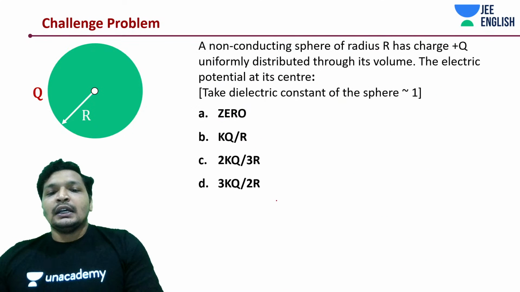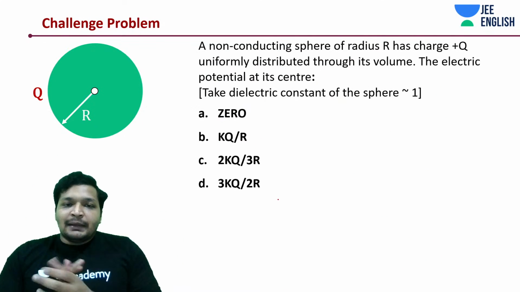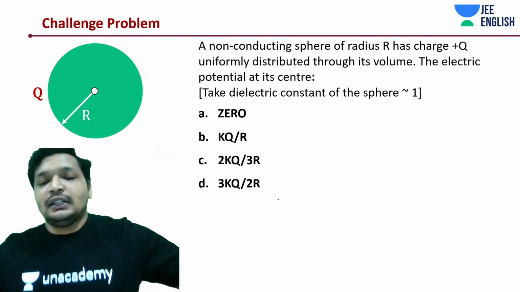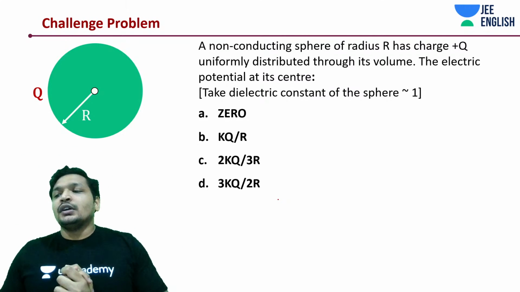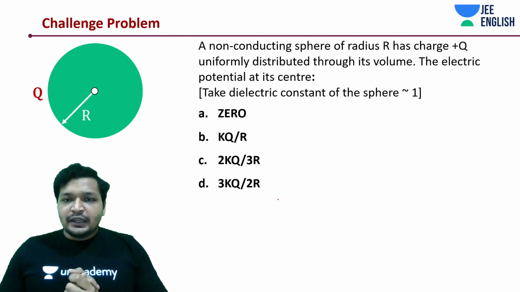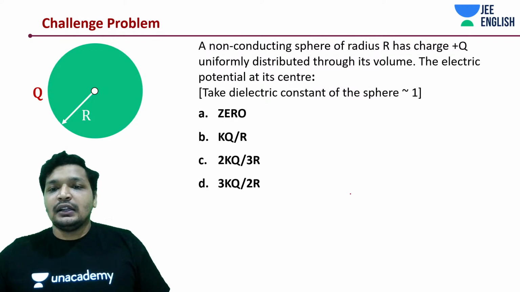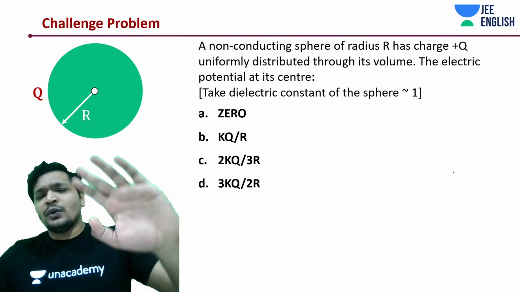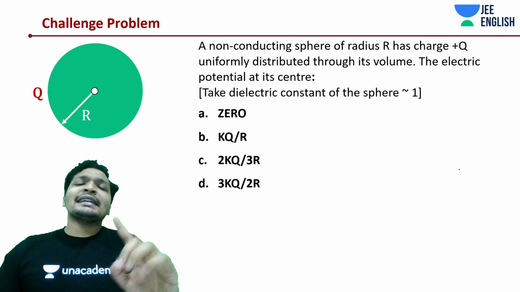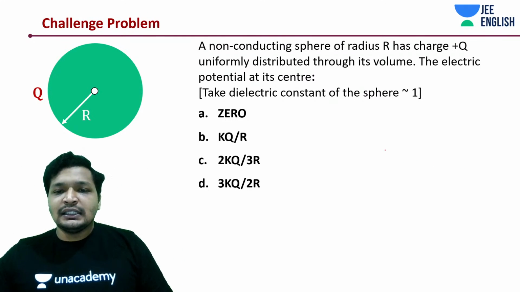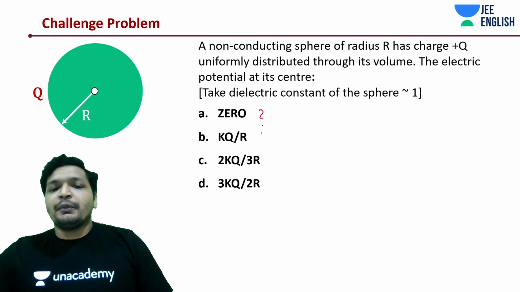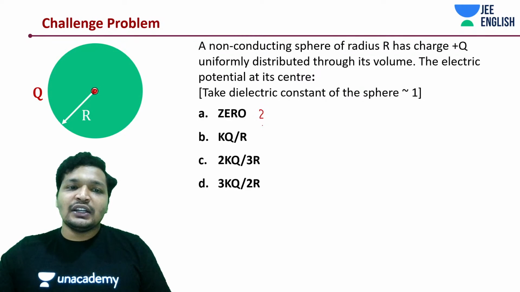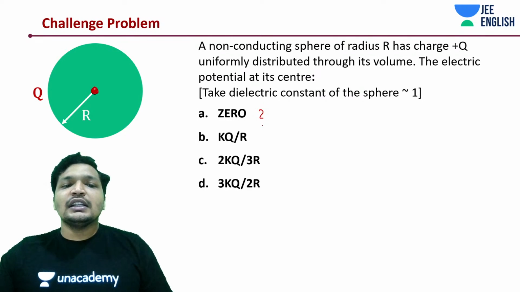All right. Now let's come to the most interesting part of this entire electrostatic potential. It is asking you: a non-conducting sphere of radius r has charge plus q uniformly distributed throughout its volume. The electric potential at the center is 0 because charge enclosed is 0. Does that mean at the center there is no charge enclosed? Think about the center of the sphere. Here there is no charge enclosed.